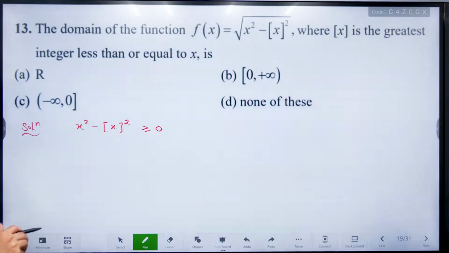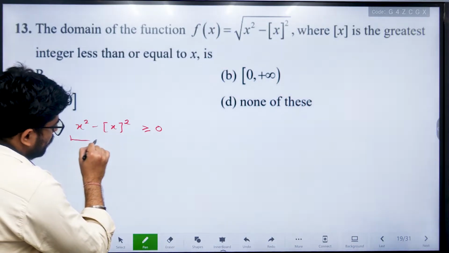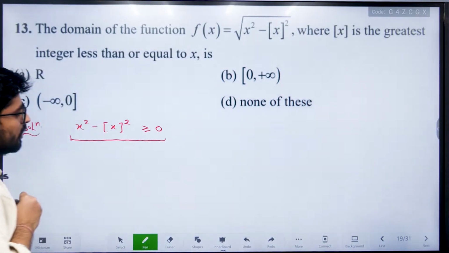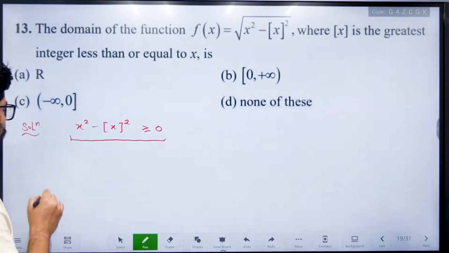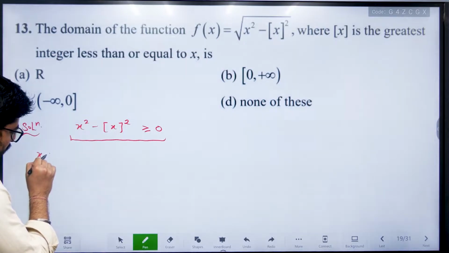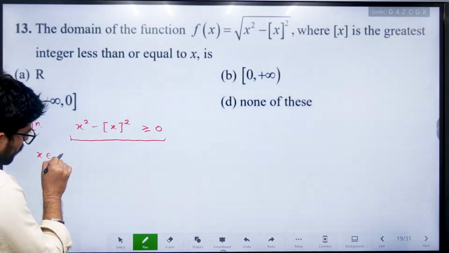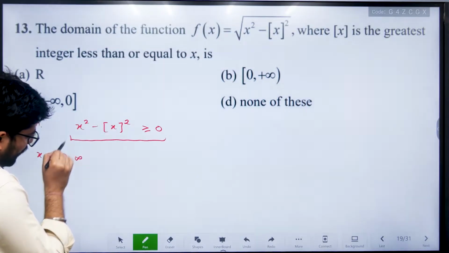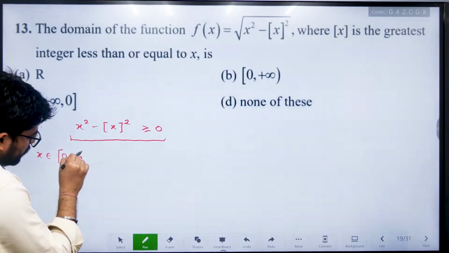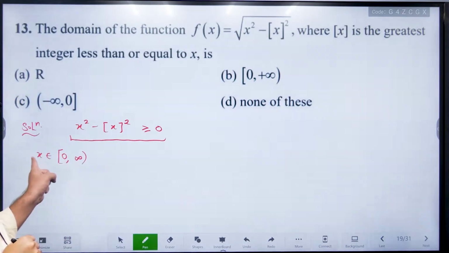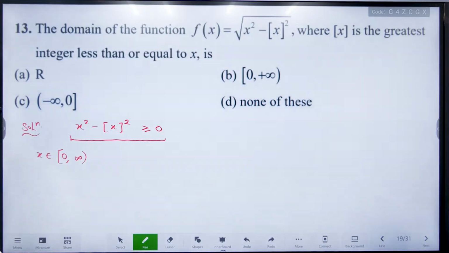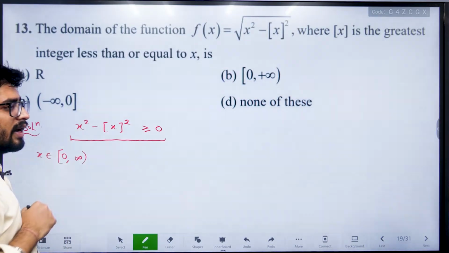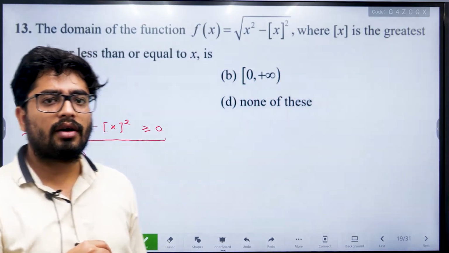So it means, sir, if you take any non-negative integer, x belongs to 0 to infinity, 0 closed and infinity open. If x belongs to 0 closed to infinity open, okay, x square is what?